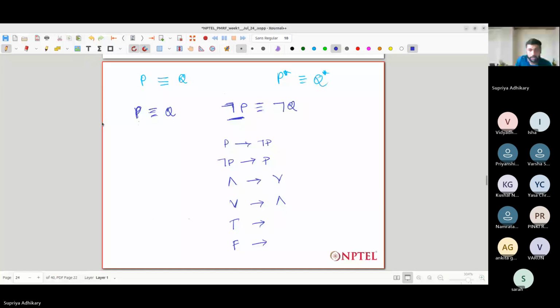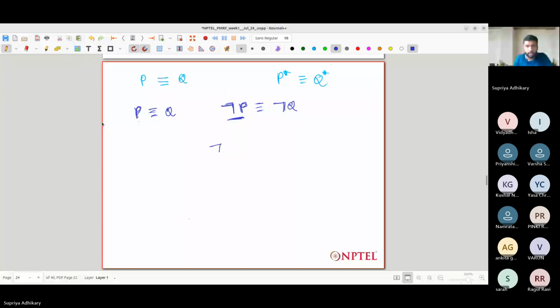After doing this, we have P transformed into this and P is transformed into P. All for all literals, not for this only P, but for all literals. So this is small P. This is not all literals. We have this now.